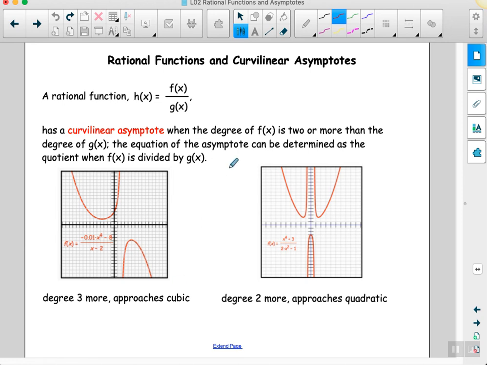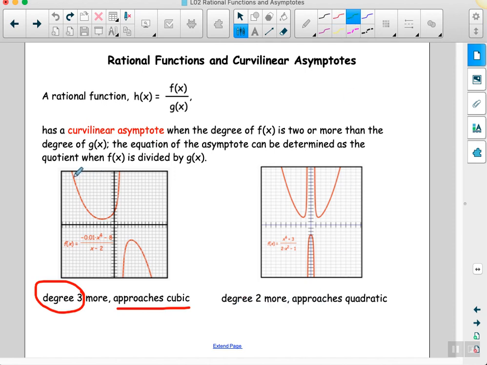Last summary now. If we're dividing f at x by g at x, we're going to get a curvilinear asymptote when the degree of f at x is 2 or more larger than the degree of g at x. Again, if we want to find exactly what the equation of the asymptote is, then we can just do a long division. So this one is degree 4 divided by degree 1. That's going to give us degree 3 for the quotient. So we're going to approach a cubic on the ends. This is degree 4, that's degree 2. So we're going to approach a quadratic on the ends.